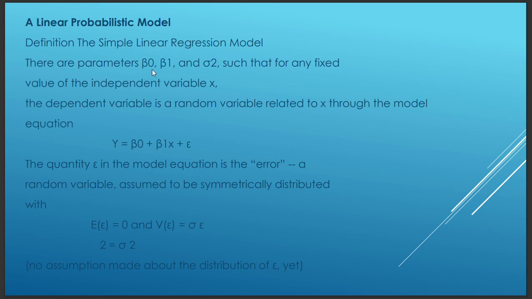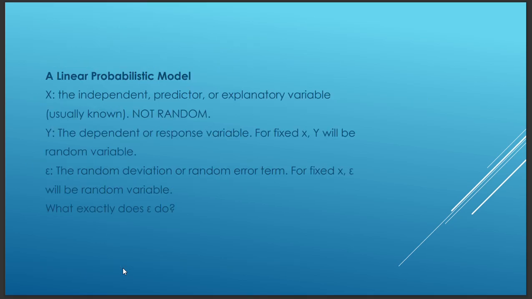There are parameters b0, b1, b2, which are fixed values depending on the variables. The variable x is part of the model equation: y = beta naught + beta 1 x. The quantity epsilon in the model equation is an error, a random variable. The expected value of epsilon is 0, and its variance is sigma squared; this is an assumption here.